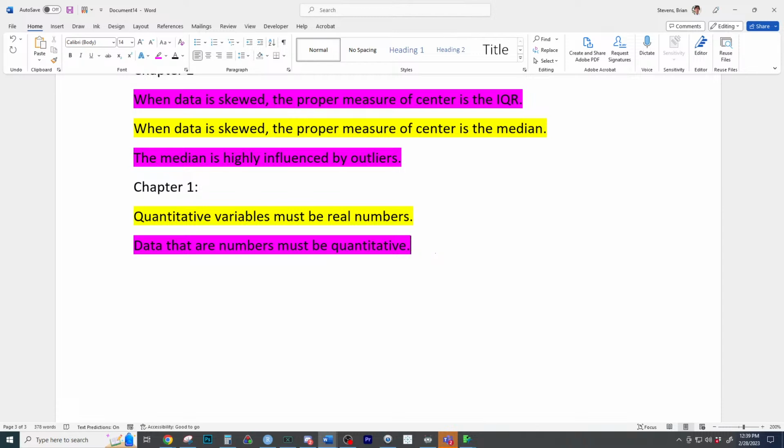And so what else do we have? Ordinal quantitative variables are groups put in order. Are categories put in order, let's say. True or false? Ordinal quantitative variables are categories put in order. True or false?